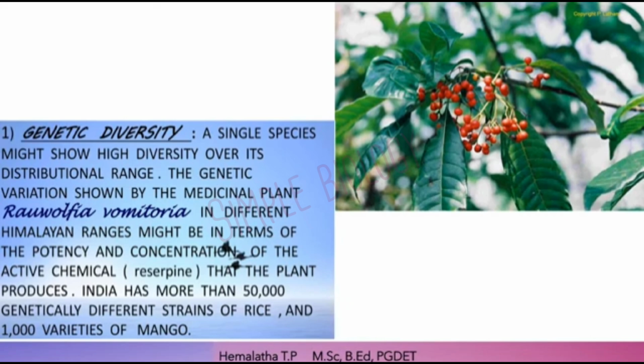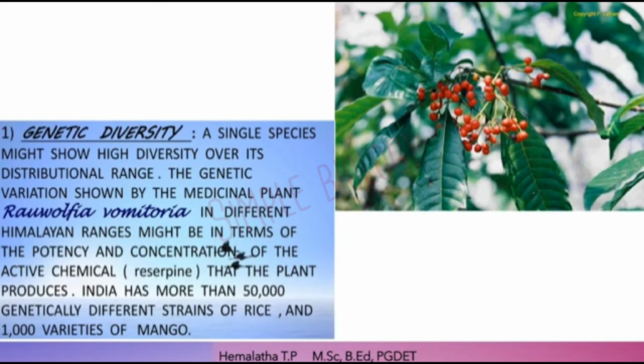And we can see that this same plant, which is growing in the Himalayan ranges, varies in the amount of reserpine available in the plant from region to region. The plants which are growing in the higher region of the Himalayas don't have the same reserpine content as those growing in the lower base of the Himalayan ranges. So, one same plant itself shows chemical variation. This is because of the genetic distribution of the plant, which varies from region to region.